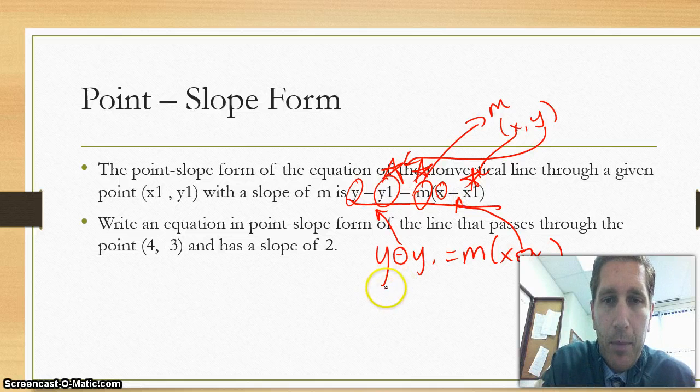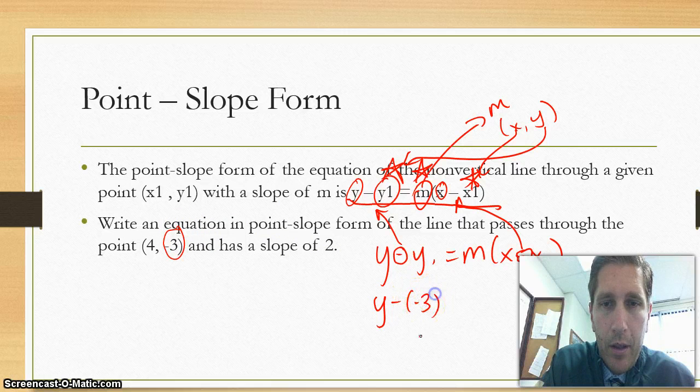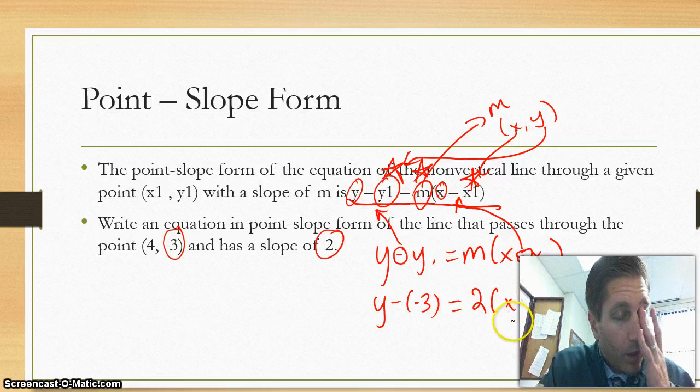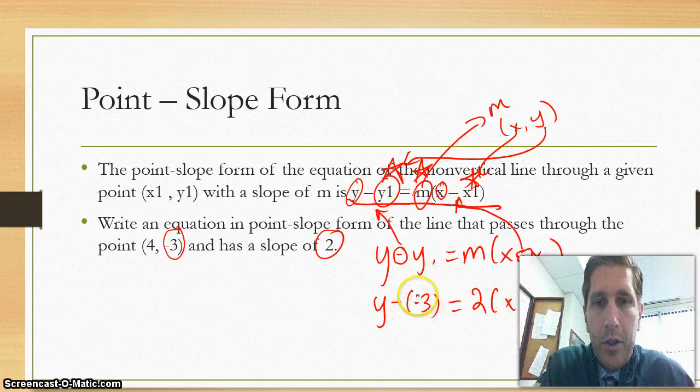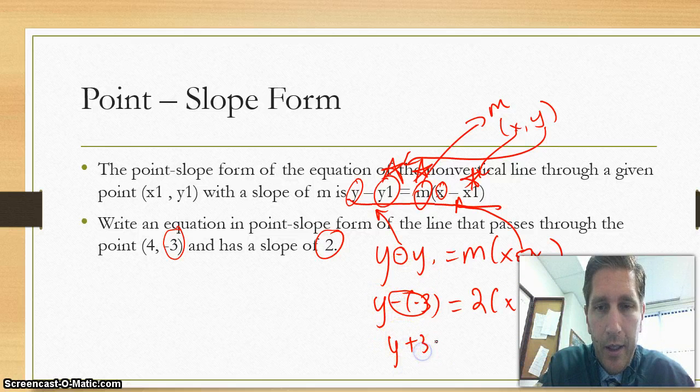So when I plug information in, this y will always be the same, so y minus, and I look at my y value, which is -3, equals my m, and they give me my m, which is 2, parentheses, remember my x will always be there, minus 4. So two negatives here make a positive, so y plus 3 equals 2 parentheses x minus 4.